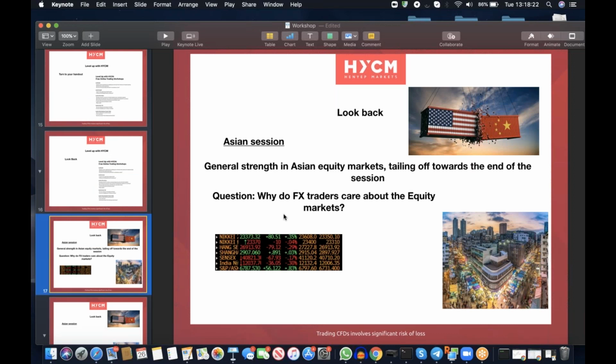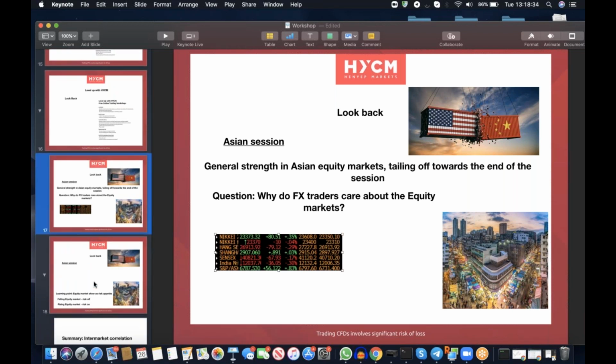Okay, I'll come to my desk, Asian session. First thing I want to look at is the Asian equity markets. Why do traders care about the equity markets? The answer is because equity markets show us risk appetite. Okay, so here you can see that the equity markets were broadly higher. The Nikkei was up 0.35%, the Hang Seng was down 0.29%, the Shanghai was up 0.3%, and the S&P 200, the Australian index, was up 0.83%.